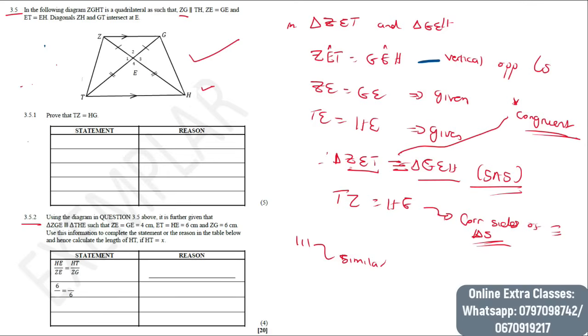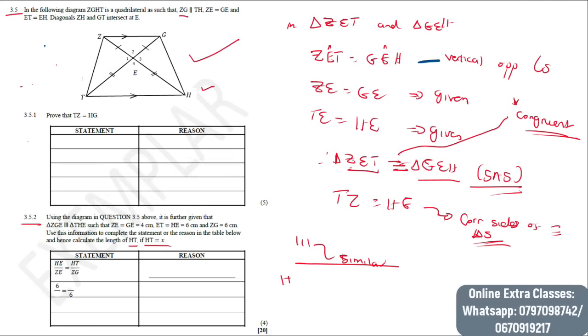Okay, so now let's proceed here. Using the diagram in question 3.5 above, it is further given that triangle ZGE is similar to triangle THE, such that ZE is equal to GE and equal to 4 centimeters, and ET is equal to HE, which is equal to 6 centimeters, and ZG is equal to 6 centimeters. So now we are told to use the information given above to complete the statement or the reason in the table below, and hence calculate the length of HT if HT is equal to X.